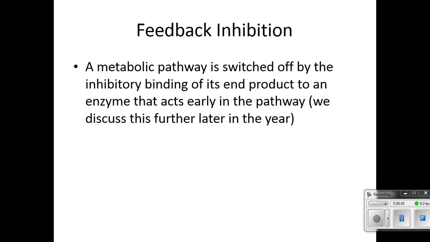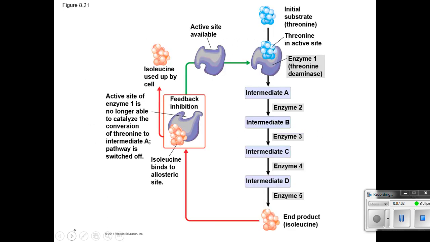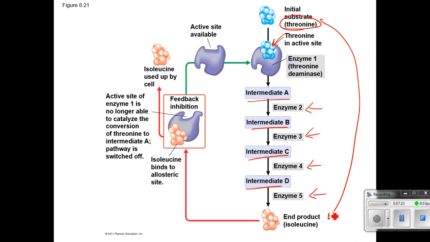Feedback inhibition. A metabolic pathway that is switched off by the inhibitory binding of its end product to the enzyme that acts early in the pathway. Okay, so what does that mean? I like visuals. So here's our initial substrate, threonine. It enters the active site of this enzyme. Remember that most enzymes do not go simply from substrate to product. They usually have intermediate reactions catalyzed by multiple enzymes. So we started with threonine, we end up with isoleucine, one amino acid to another.